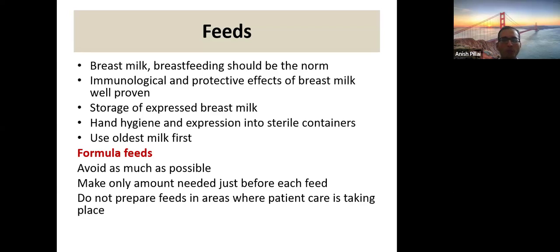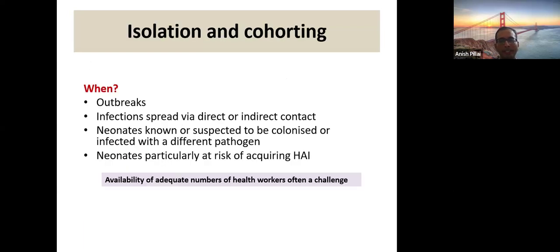And feed should not be prepared in the patient care area. So there should be a separate area for collecting, storing mother's milk. Wherever other feeds need to be prepared, it should be in a separate clean area.